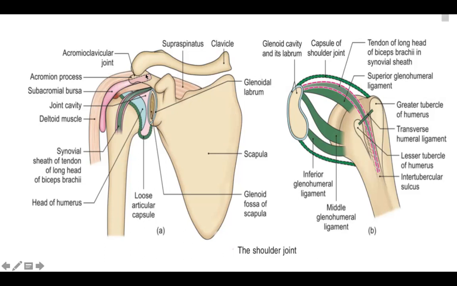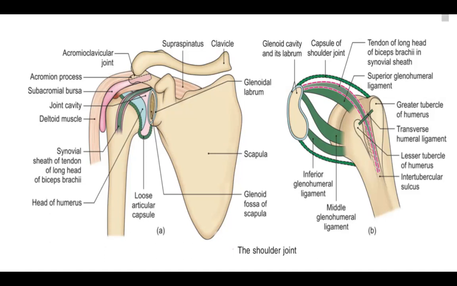This is called the secondary socket of the humerus. It will add to the strength of the shoulder joint. So, the coracoacromial ligament is considered also one of the ligaments of the shoulder joint, forming the arch, forming the secondary socket for the shoulder joint.